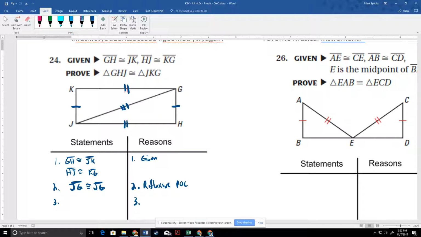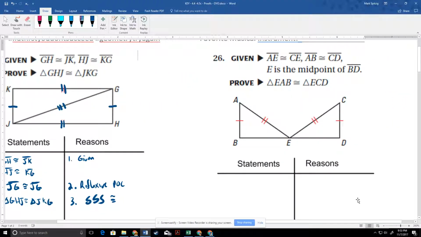So again, we know the reason that triangle GHJ is congruent to triangle JKG is because of side-side-side congruence. Right? We don't know anything about angles. We don't know anything about if they're right angles or right triangles or parallel lines. We don't know any of that, but we don't need to. So we're good. All right, let's slide over here a little bit.